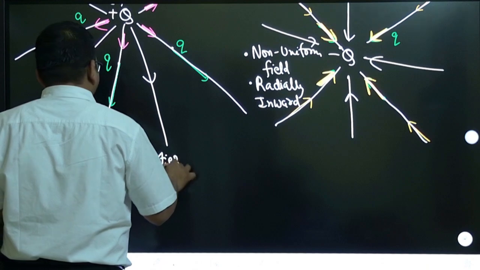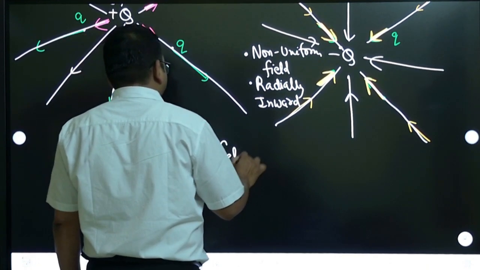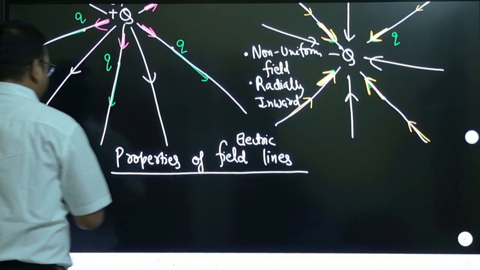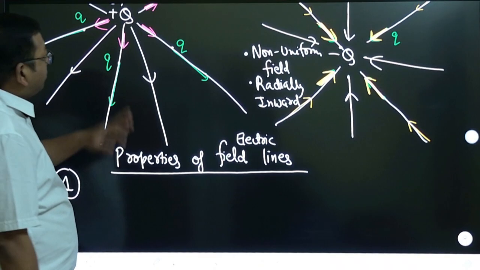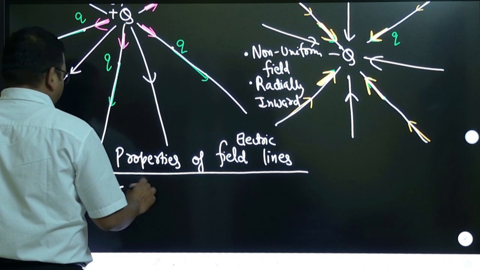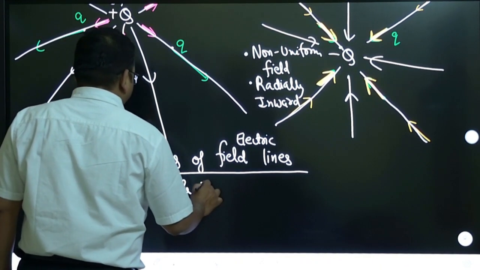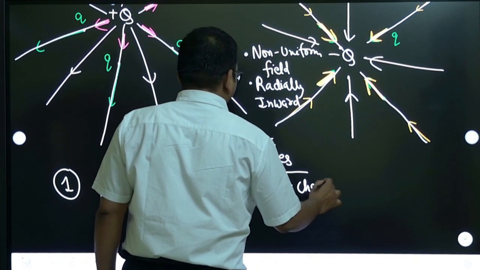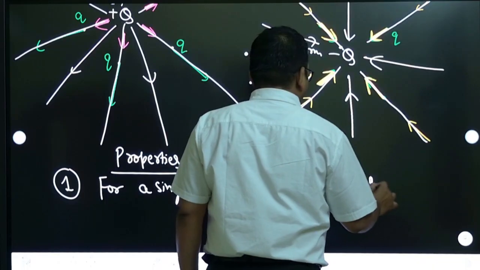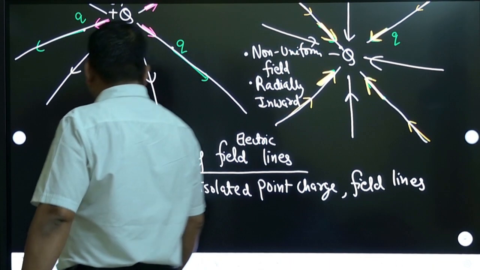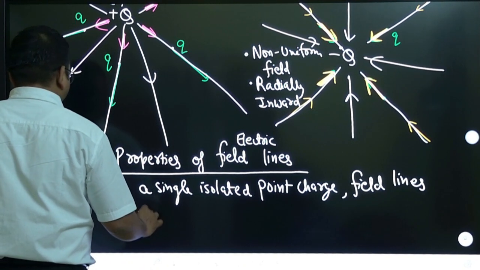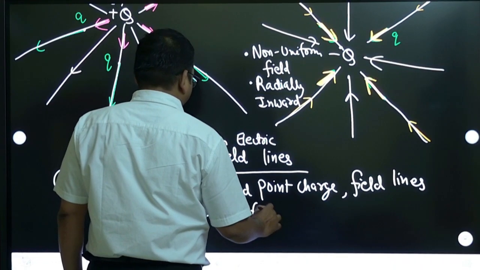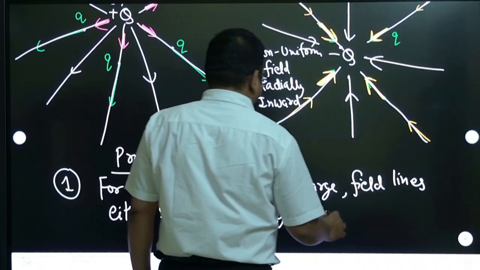Properties of electric field lines. First property: for isolated charges, for a single isolated point charge, field lines either start at infinity or end at infinity.